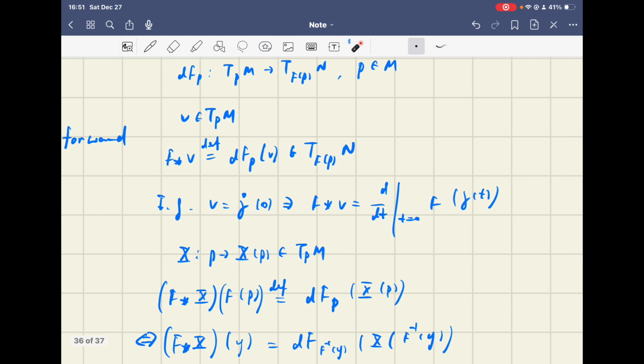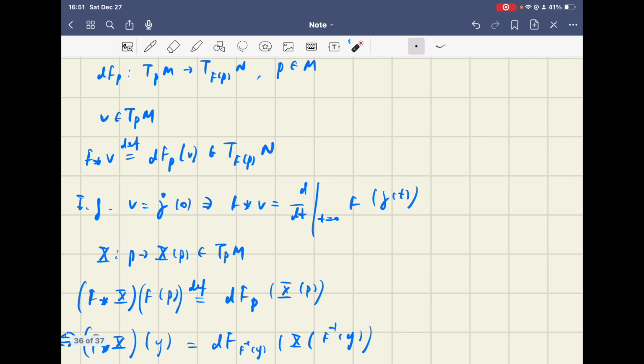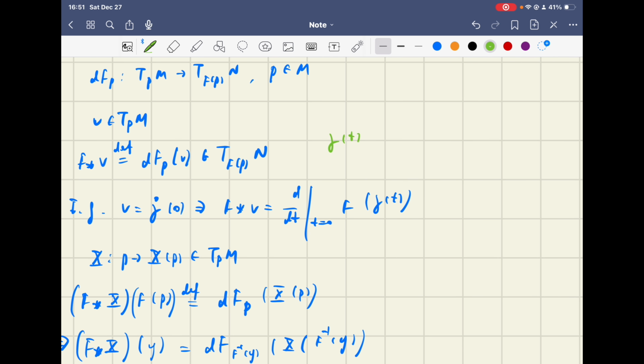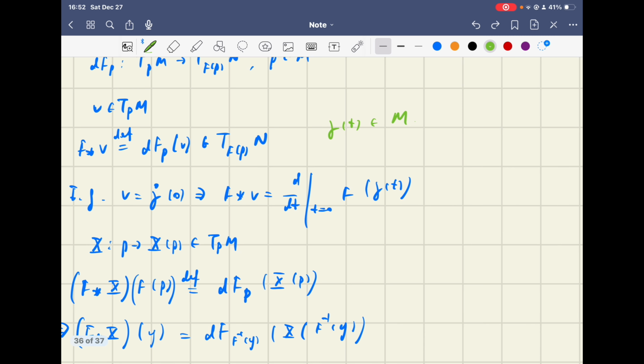Here's an example. A typical example of a tangent vector would be the velocity vector. First, let's consider gamma(t), a curve or a trajectory in the phase space. It lives on the phase space, and v would be a tangent vector on the manifold, and let's define v as gamma's derivative at t equal to 0.